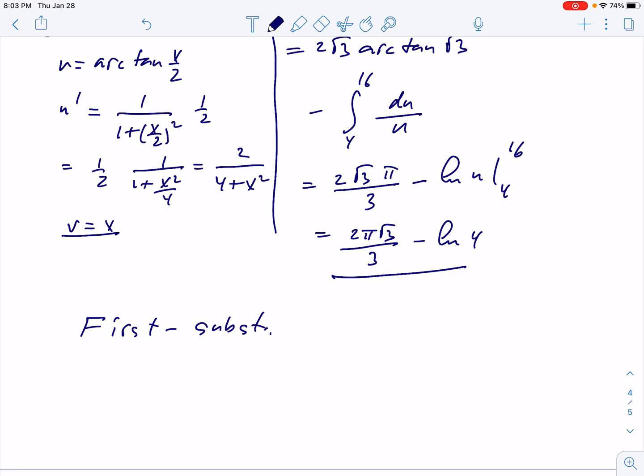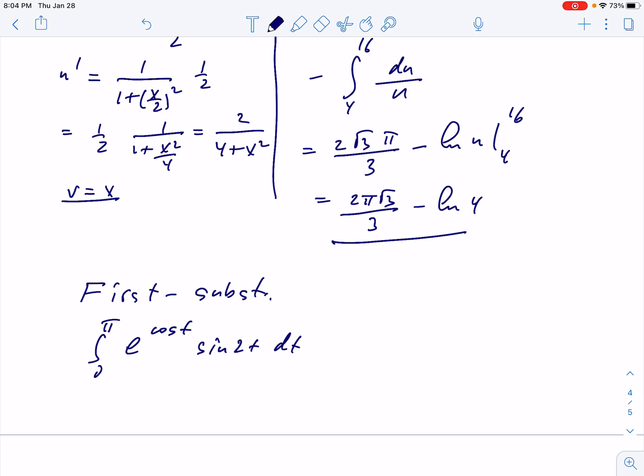One example is this. Integral 0 to pi exponential cosine t sine 2t dt. The variable is t. Now we have to solve this. We obviously have to do substitution first.